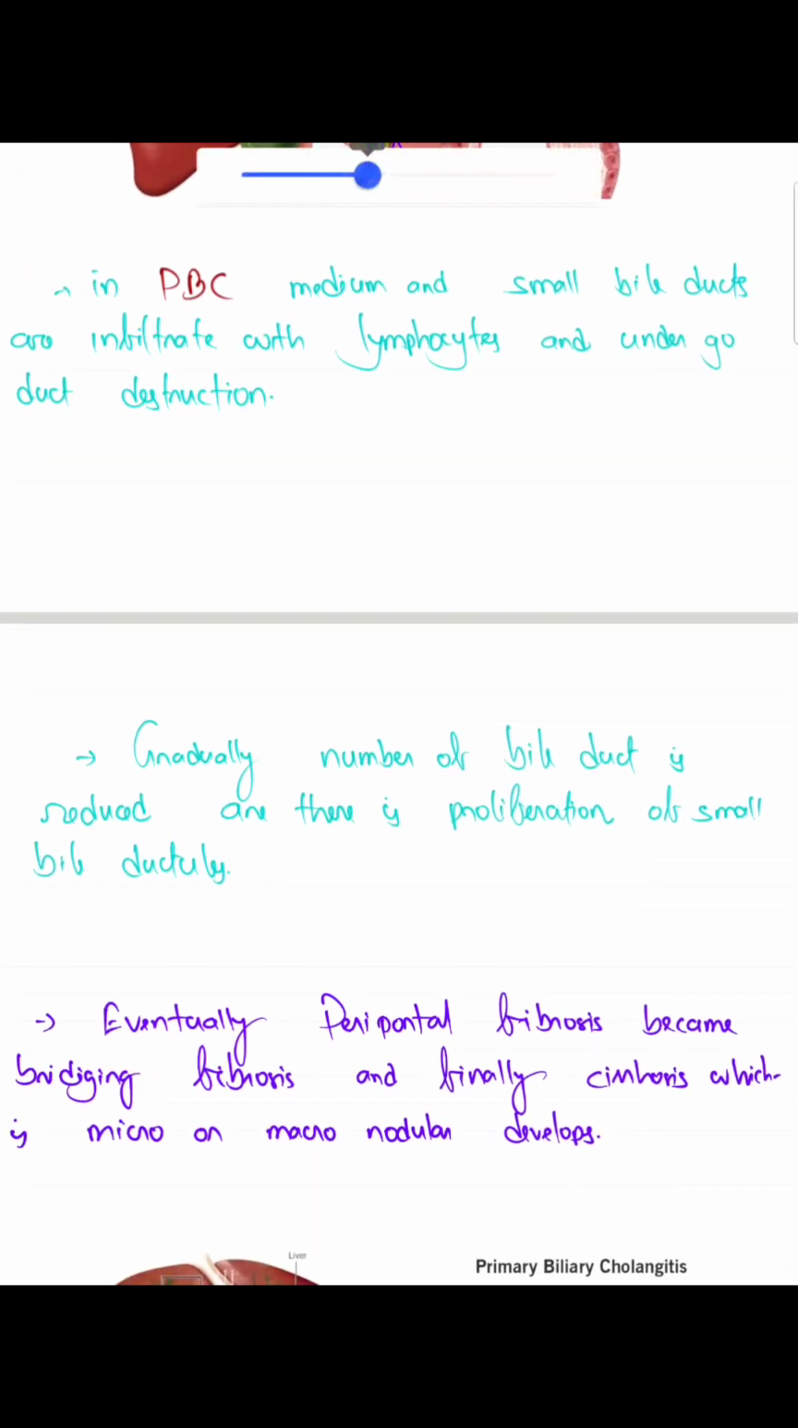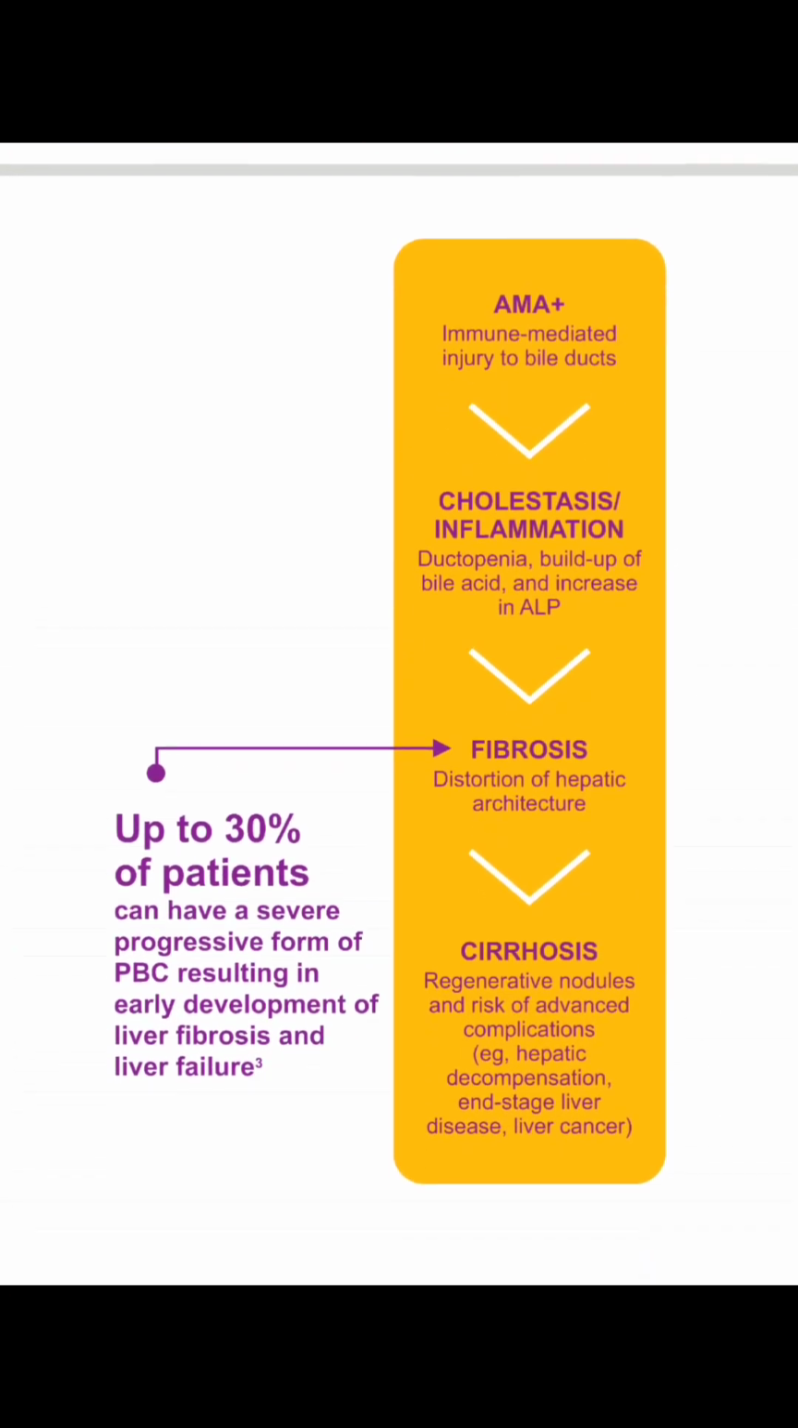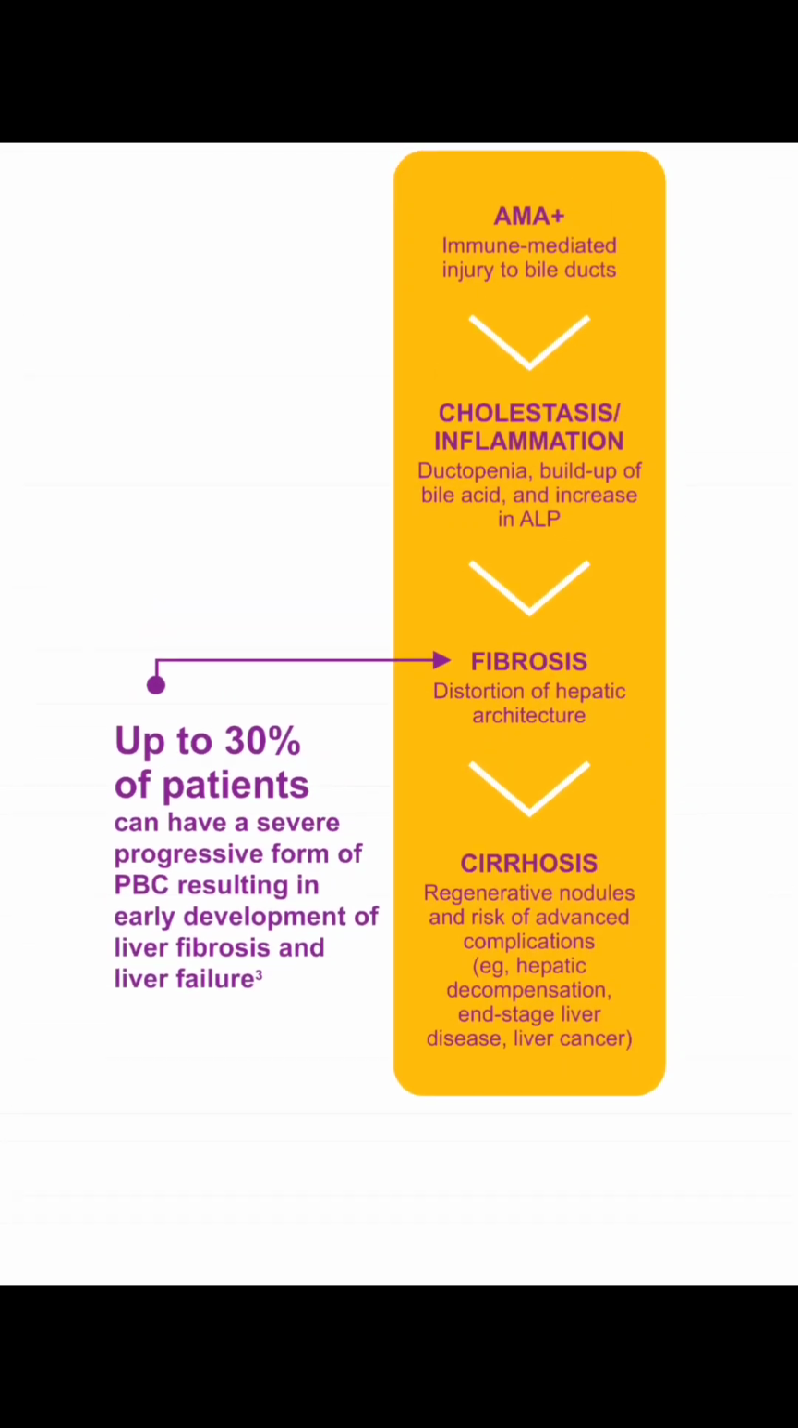Generally, the number of bile ducts is reduced and there is proliferation of small bile ducts. Eventually, periportal fibrosis becomes bridging fibrosis, and finally cirrhosis, which is micro or macronodular, may develop. So, in short form, there is immune mediated injury of the bile duct. Secondly, the patient develops ductopenia. Thirdly, the patient develops fibrosis. The hepatic fibrosis develops, and lastly, the liver becomes cirrhotic.